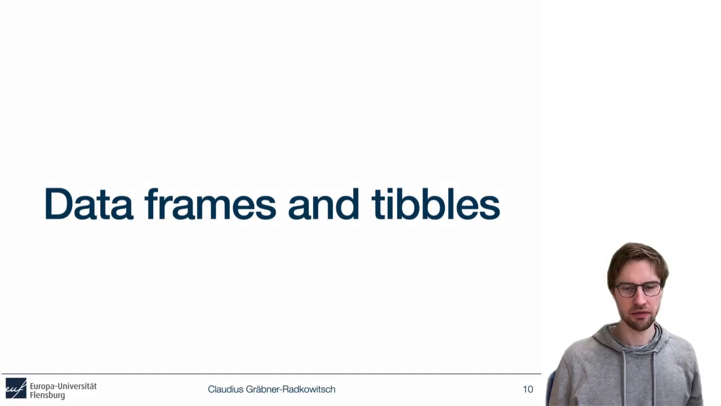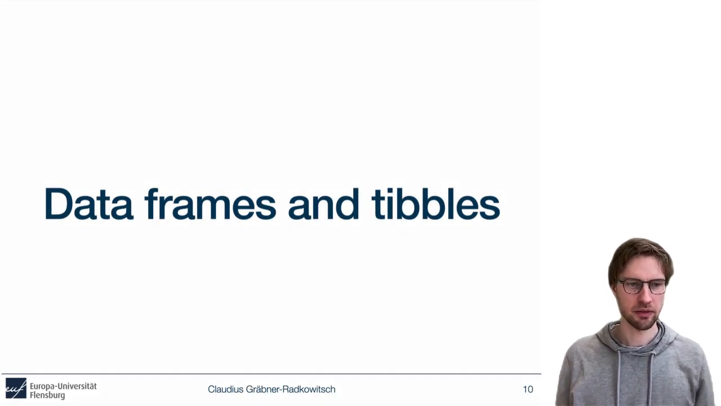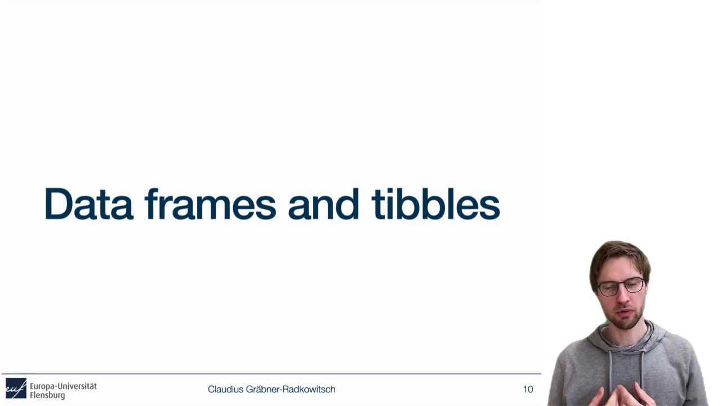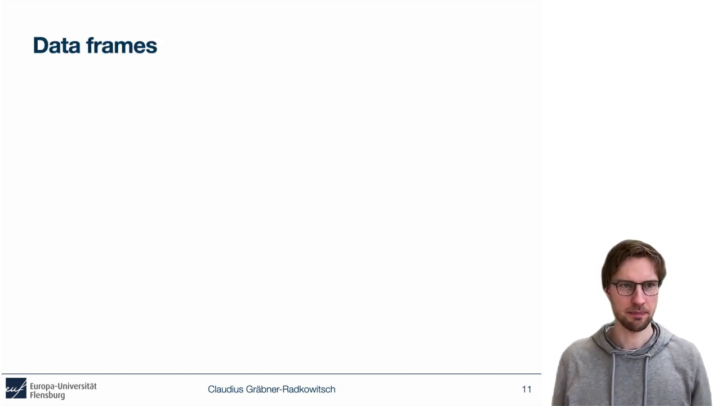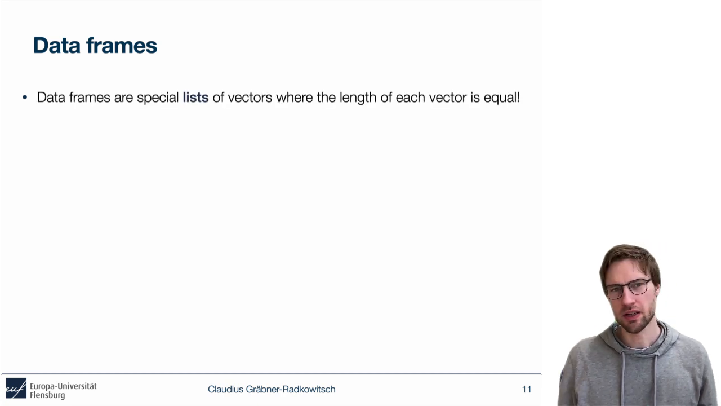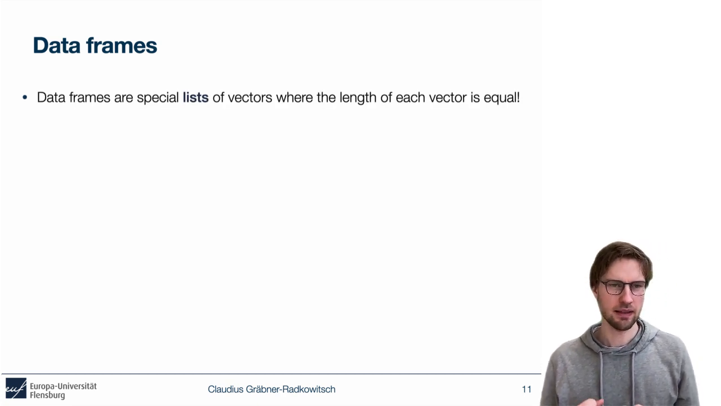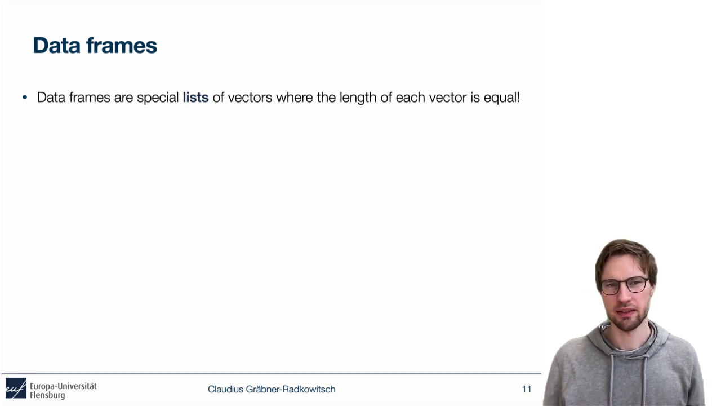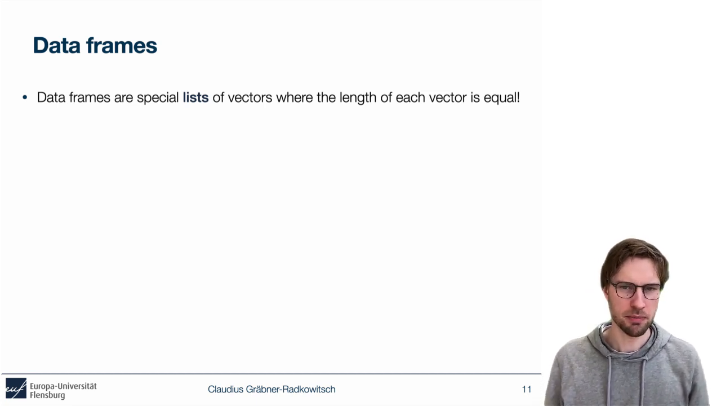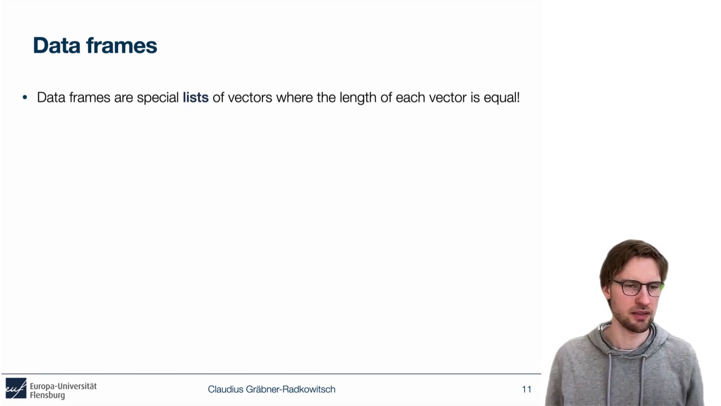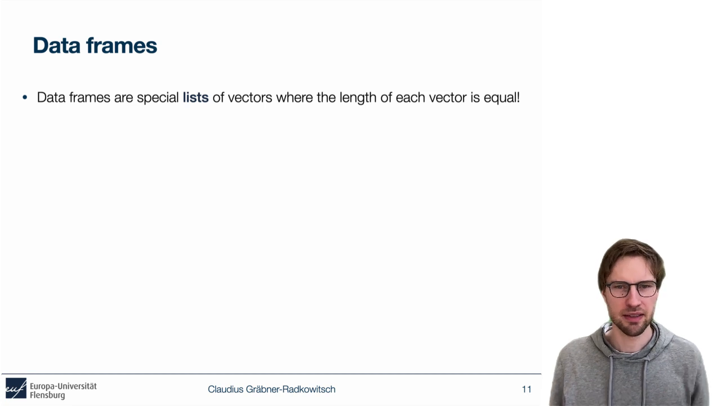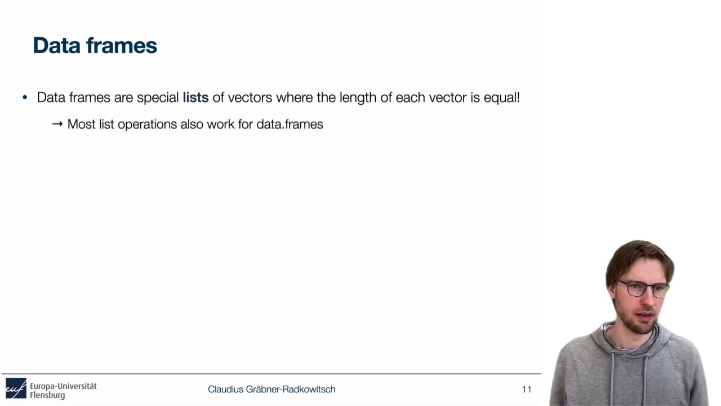Now we talk about data frames and tables, and as I anticipated earlier, data frames are among the most widely used advanced object types in the context of data science, because whenever you read data into R, it's very likely that it comes in the form of a data frame. Now, data frames are special cases of lists, and they require these lists to have a particular property, namely that the length of each vector making up the list is equal, such that we can basically print the list in some kind of table form.